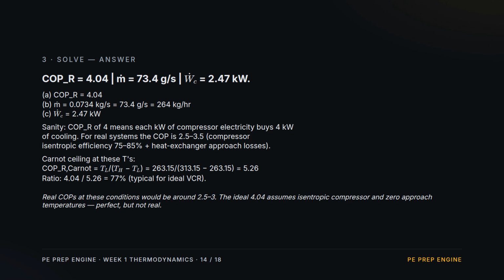A COP of 4 means each kilowatt of electricity buys 4 kilowatts of cooling. Real systems land at 2.5 to 3.5. The Carnot ceiling here is 5.3, so this ideal cycle captures about 77%.